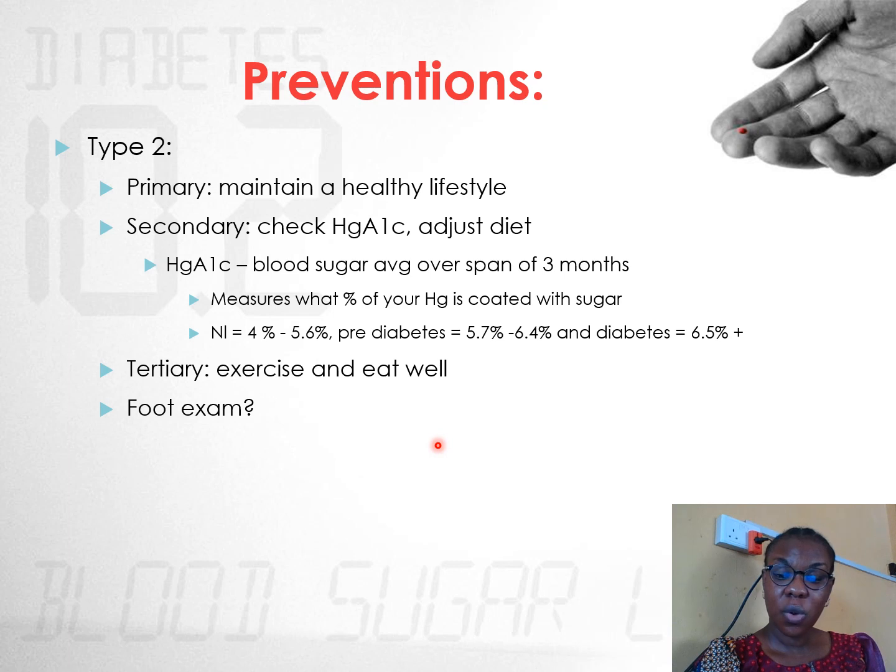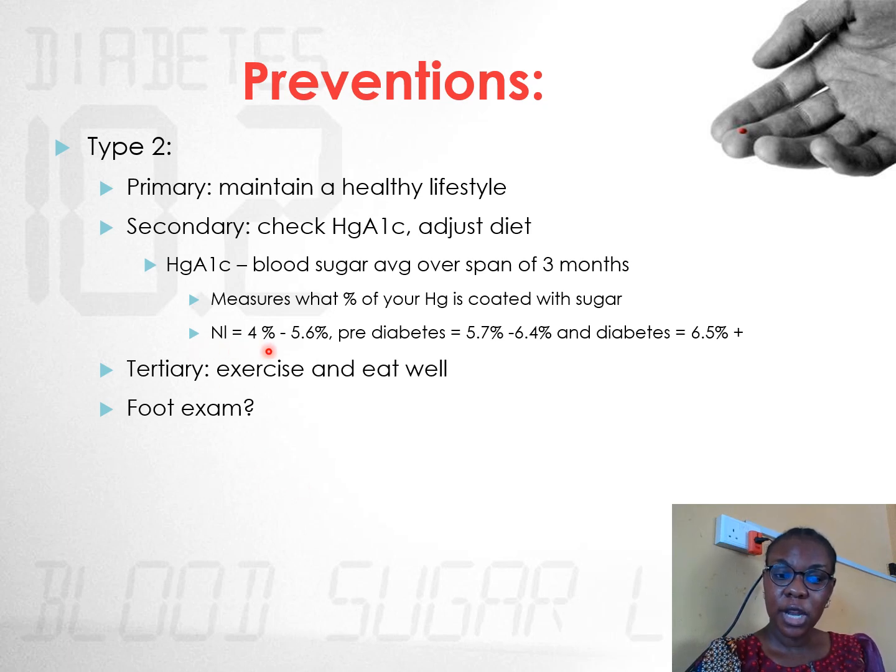And your HbA1c will average the blood glucose of an individual over a span of 3 months. It measures what percentage of the hemoglobin is coated with sugar. So someone who has a lot of excess glucose floating around within the bloodstream will have excess sugars also coating the hemoglobin. So their HbA1c levels will be high.